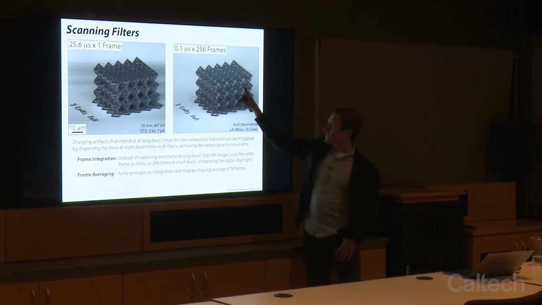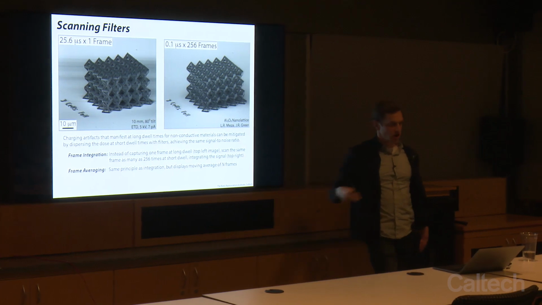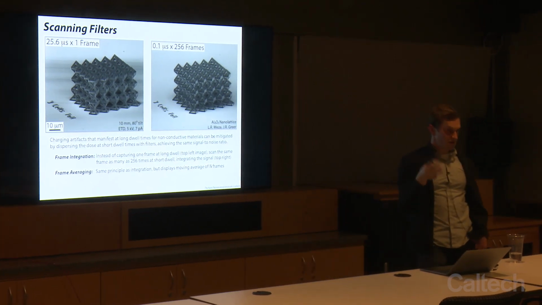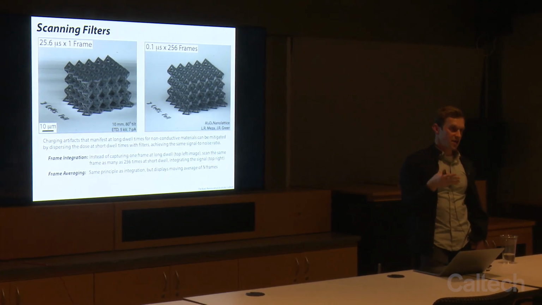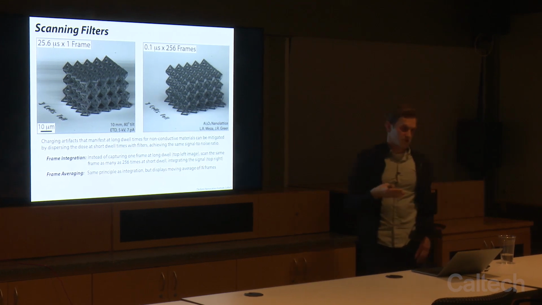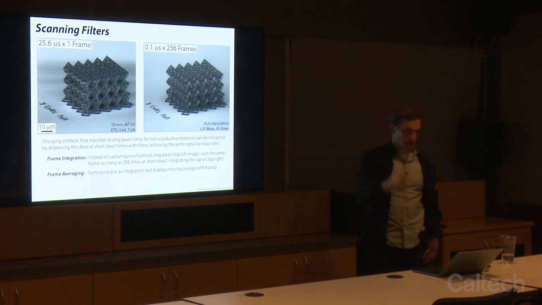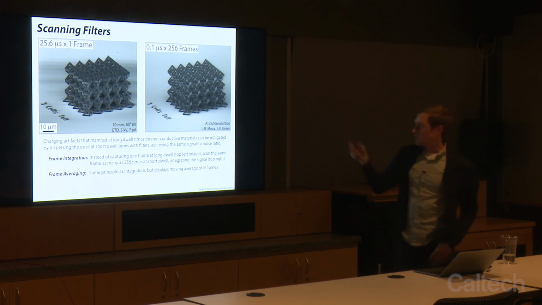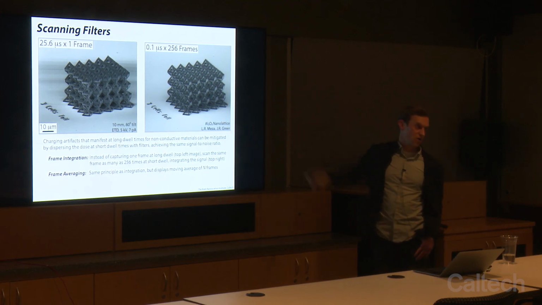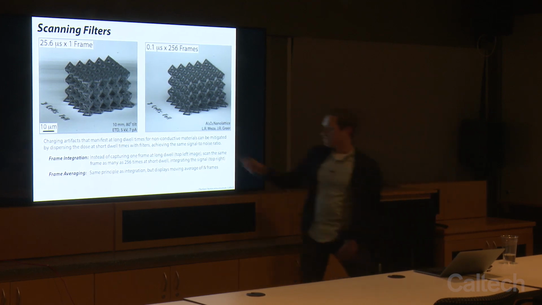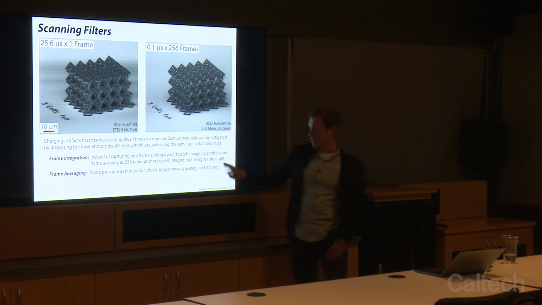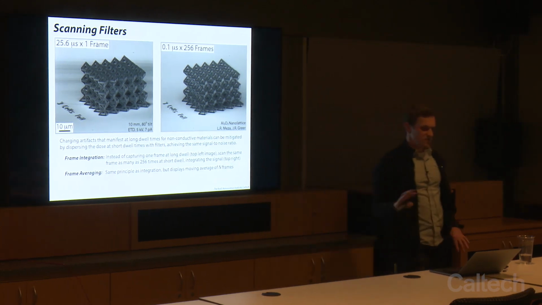Whereas if we scan really fast, there's not enough time to build up charge on any one frame. So every frame is artifact-free, but it's low signal. So we have to average a bunch of these frames together, and that's how we get the high signal and no artifacts in our image. So we have frame integration, frame averaging.